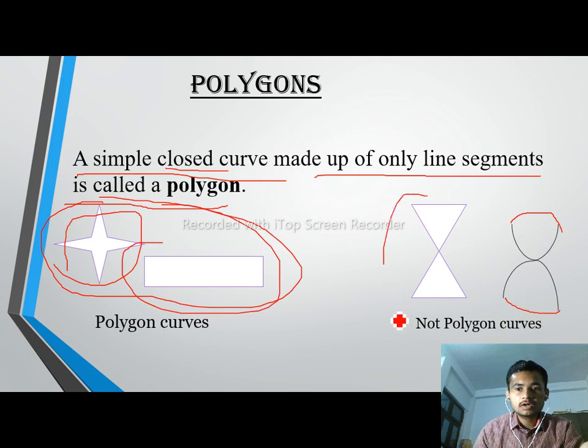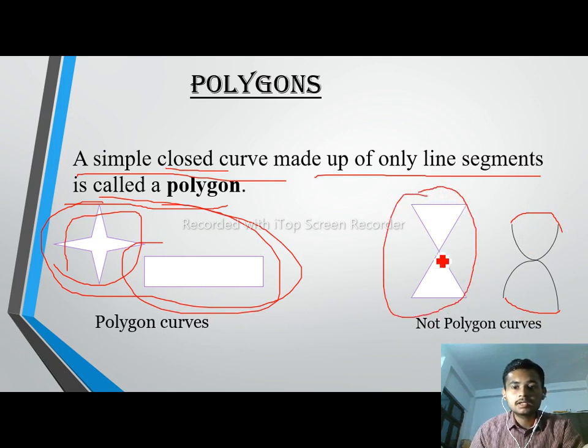And why is this not a polygon? You might get confused as to why it is not a polygon, though it is closed from both its sides. But as we have discussed, it should not retrace the same point, and here this point is retraced again, so that's why it is not a polygon.